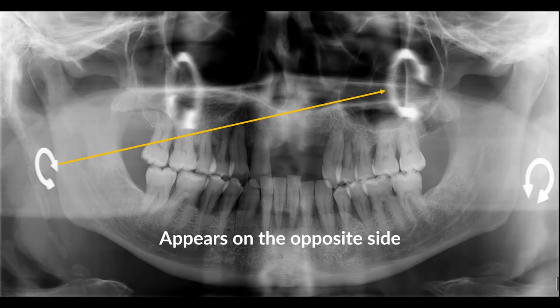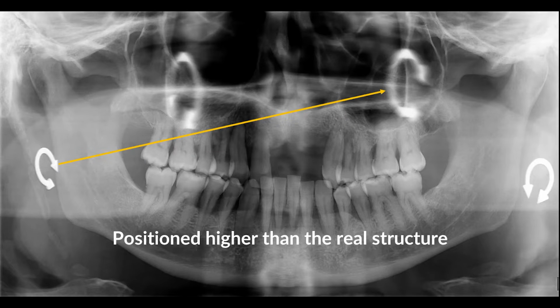The ghost always appears on the opposite side. So this is the real structure on the right side. The ghost is on the left side. The ghost is always located higher than the real structure. So our real earring was almost at the level of the mandibular molars, but the ghost is on the superior aspect of the maxillary molars.